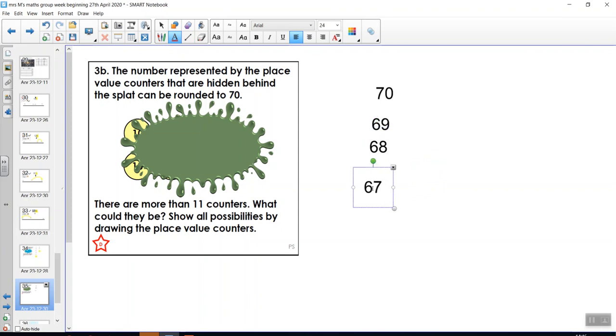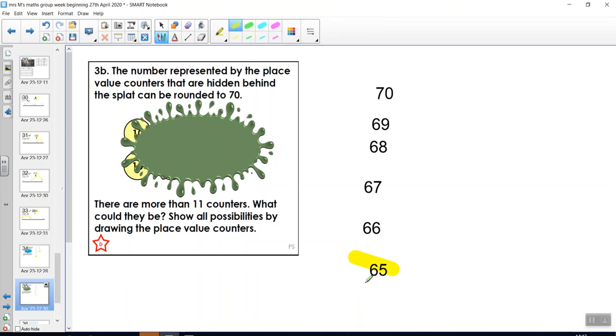67 will be 6 tens and 7 ones. That's 13 counters. 66 would be 6 tens and 6 ones and would still round to 70, and that's 12 counters. 65 would round to 70. It's 6 tens and 5 ones. So that would be 11 counters. And it says there are more than 11 counters. So we can't include 65 as one of our numbers.